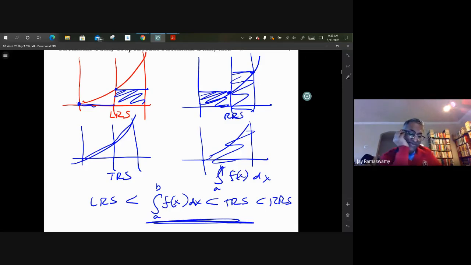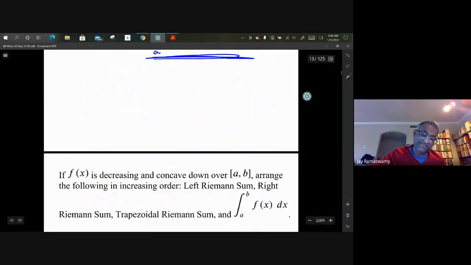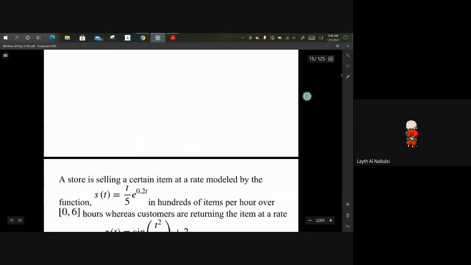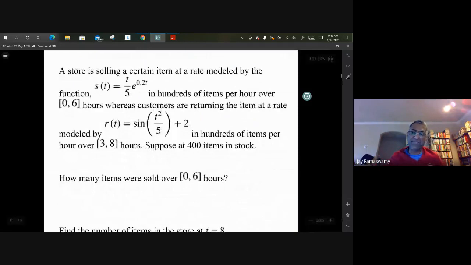Did everybody understand the difference between these two? One student was immediately saying trapezoid. No, but the trapezoid is above the actual area. Do you see that? The trapezoid area is slightly higher. If you attend office hours, we'll do two more examples. Okay, let's continue. Right, on page 16, please.